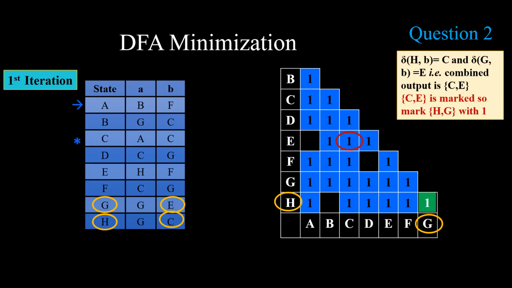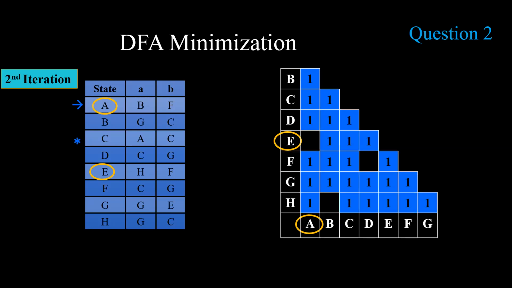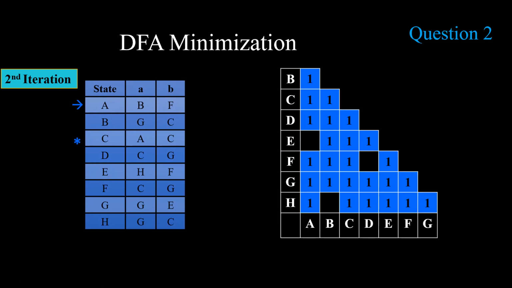Now we have 3 entries which are left out. One is AE, second is BH, and third is DF. So in the second iteration, we will look towards these 3 entries in order to identify whether there is any input corresponding to these. The first one which we are considering is AE. AE on A gives us BH, which is as yet not marked. Now we move to FF, does not exist, so AE remains unmarked.